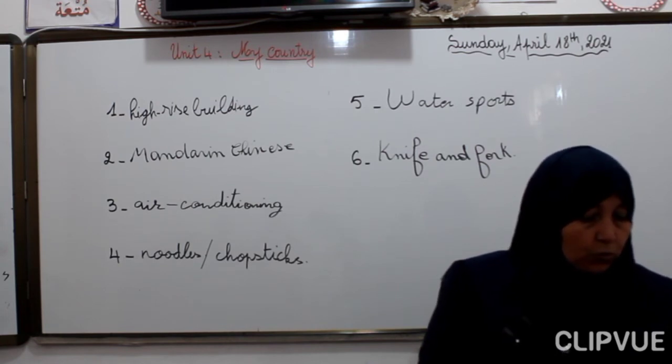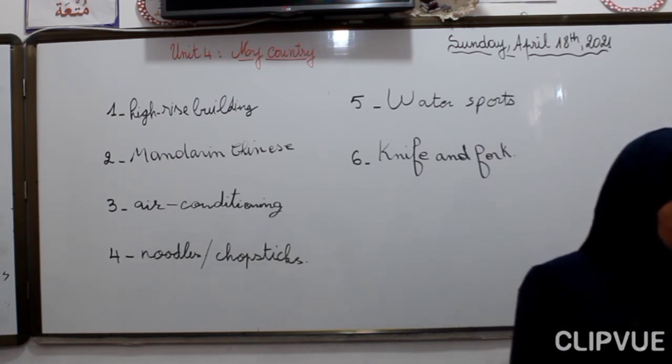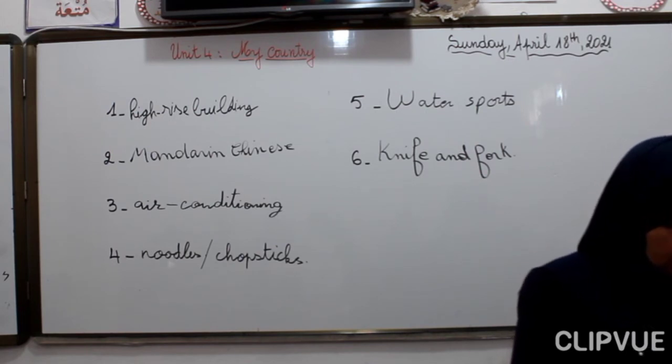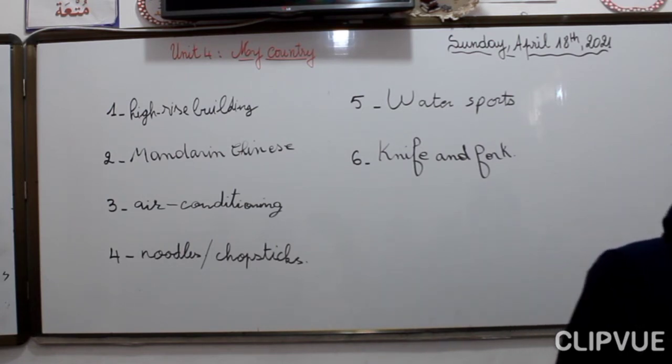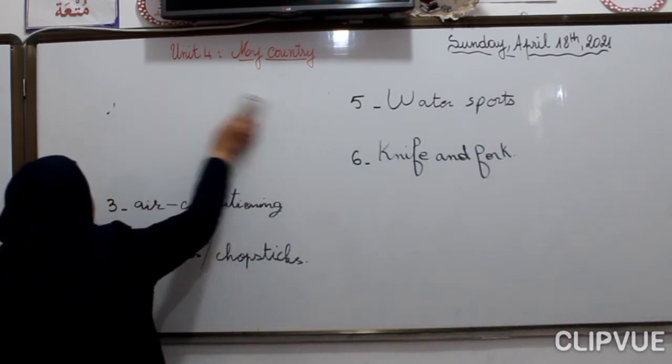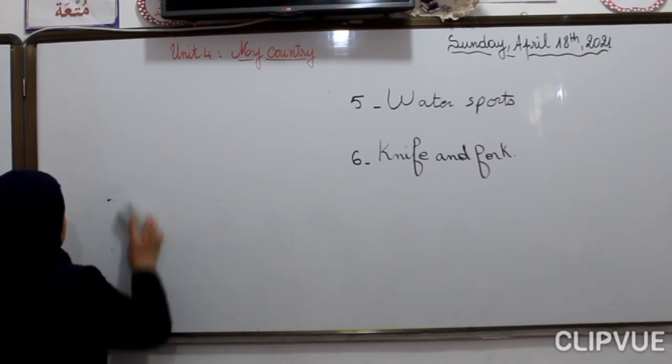The first question is, where does Tim live? Then, what's the weather like in Singapore? What language does Tim speak at school? What's Tim's favorite food? What are his favorite sports? Okay, you answer the questions on your copybooks, then we'll correct on the board.